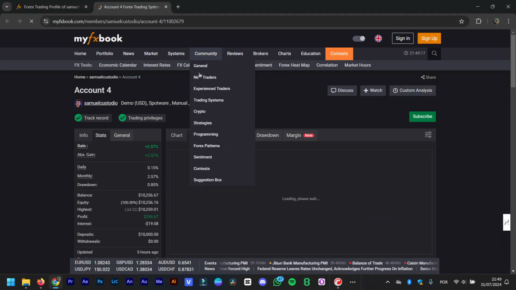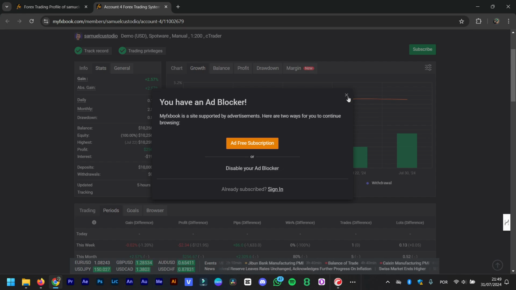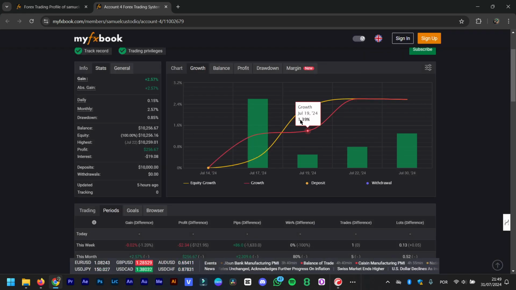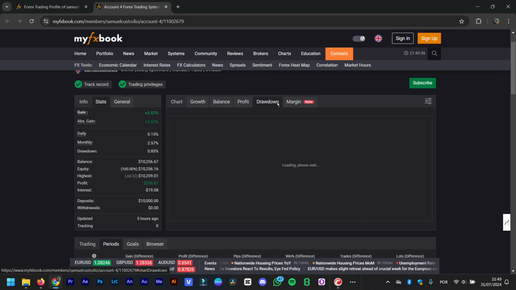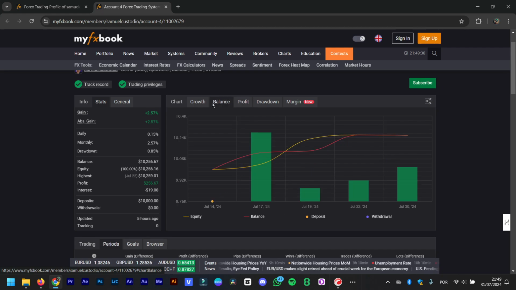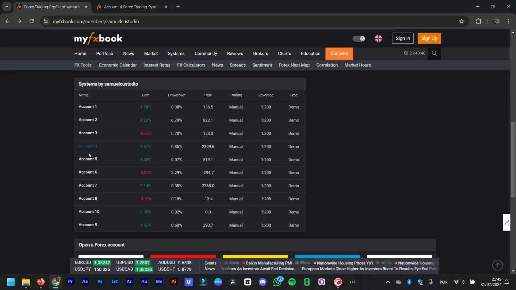You can check it live as well. You can check it through my FX book, and you can see if the account's positive right now, the amount of lot size, when the trade was opened or closed. Also if there was any withdrawal or any deposit on the account. So you can see my risk management. This is account number 5, account number 6, account number 7, 8, 9, 10, and that's pretty much it.